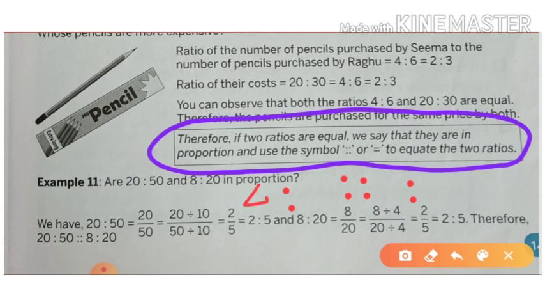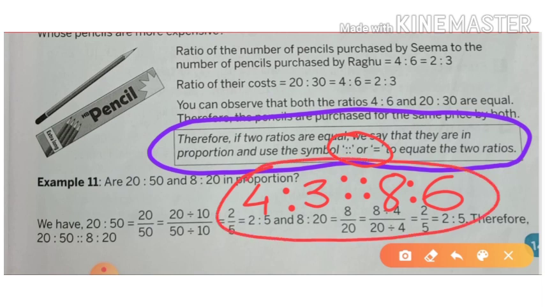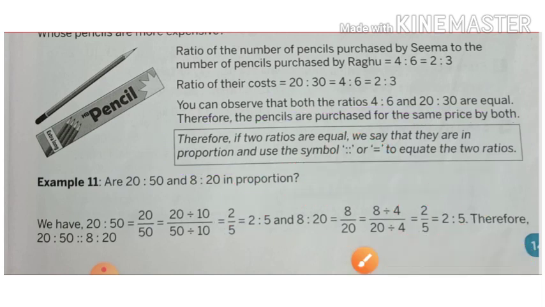Say 4:3. If this 4:3 is equal to say 8:6, then of course we know 4/3 is equal to 8/6 because they are equivalent ratios. So when two ratios are equal, then we put a symbol like this or equal, then these two ratios are said to be in proportion. So this is the way we express.